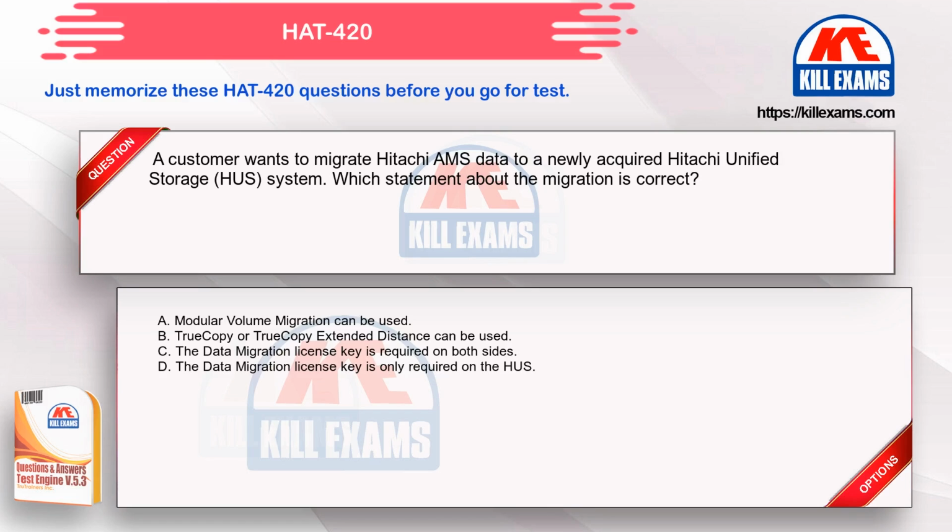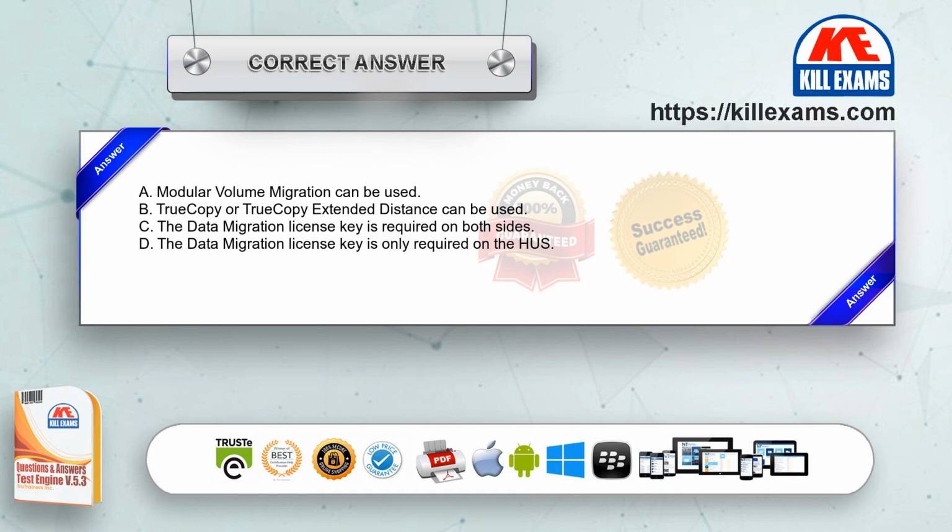A customer wants to migrate Hitachi AMS data to a newly acquired Hitachi Unified Storage (HUS) system. Which statement about the migration is correct? Option A. Modular volume migration can be used. Option B. True copy or true copy extended distance can be used. Option C. The data migration license key is required on both sides. Option D. The data migration license key is only required on the HUS. The correct answer is option B.